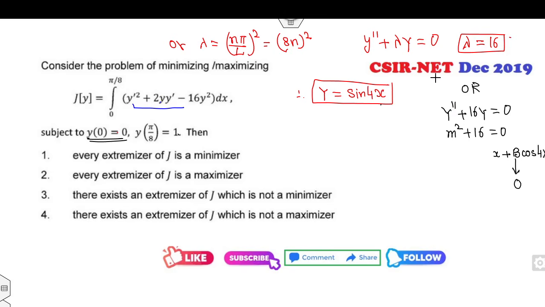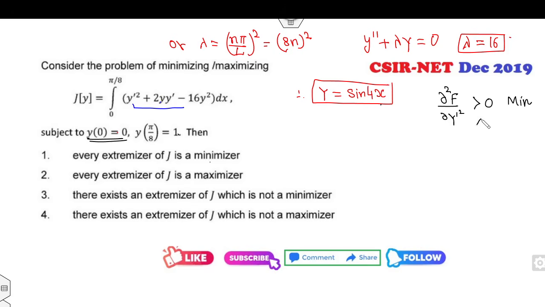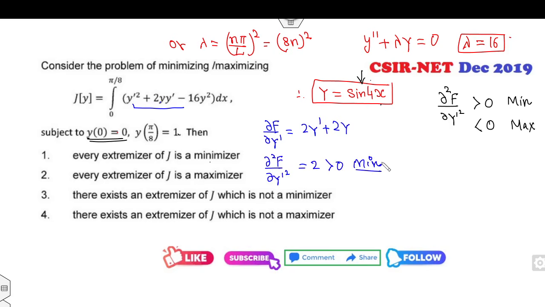Now once you know the value of y, then whether it's a maxima or minima, how can you check? As I told you, you have to find the second derivative. If it's greater than 0, minima; less than 0, maxima at this extrema. So we can find the second derivative. What is the first derivative? 2y dash plus 2y. What is the second derivative with respect to y dash? It is 2, greater than 0. That means minimum. That means this point is a minimum.